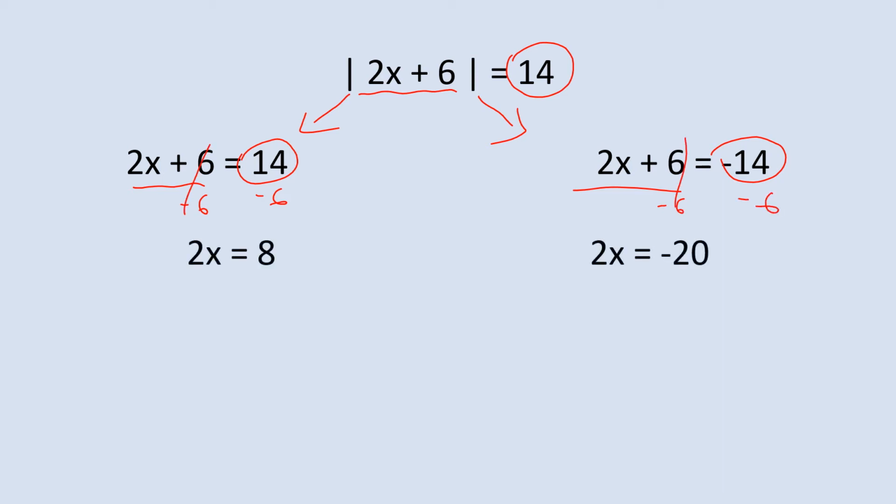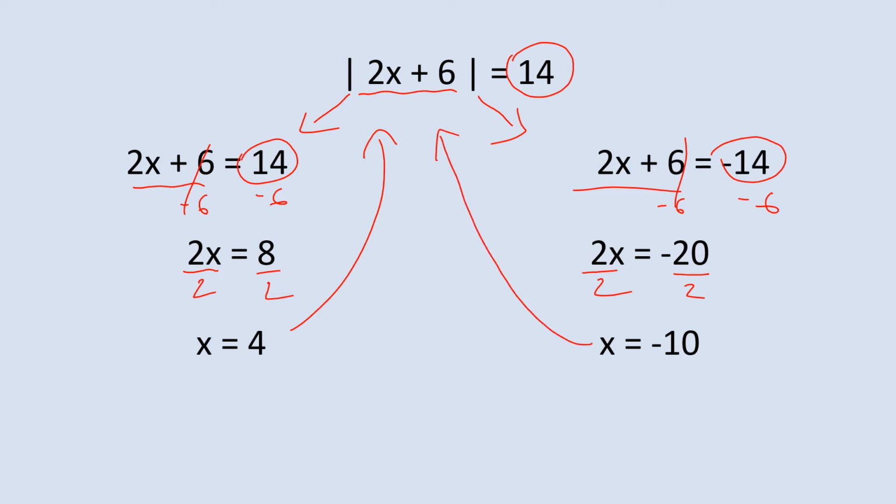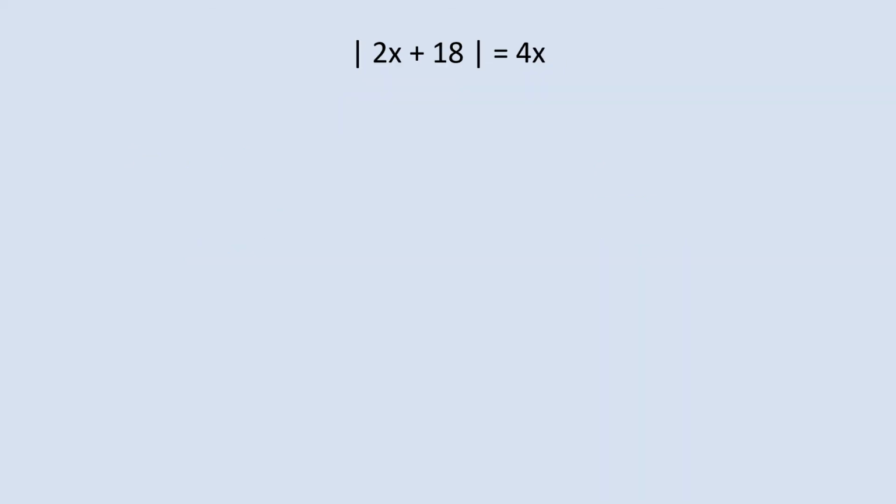So in one case we get 2x equals 8. On the other we get 2x equals negative 20. Divide them by 2, and we get our answers: x equals 4, x equals negative 10. Again, if we plug it in, so plug in a 4, we get 14, absolute value of 14 equals 14. Plug in a negative 10, and we get absolute value of negative 14 also equals 14.